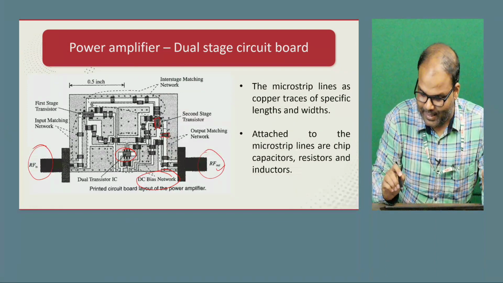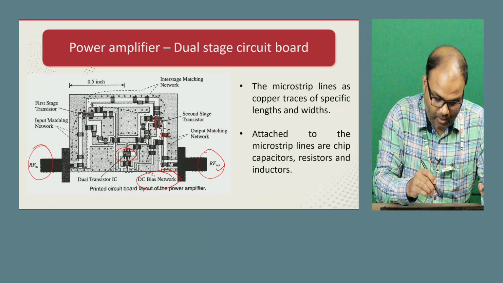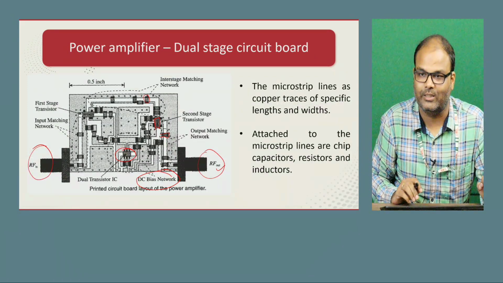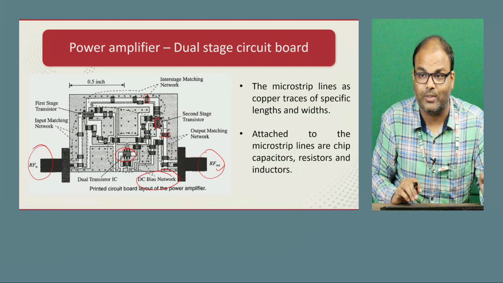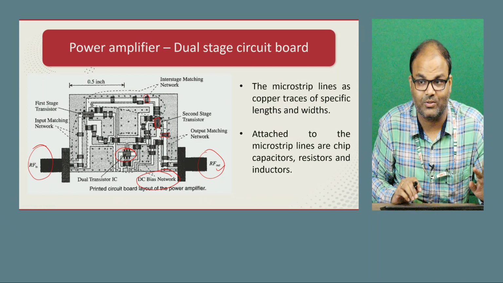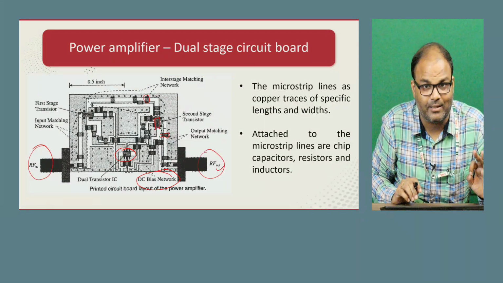Here the microstrip lines are copper traces of specific length and width; all the copper traces have a specific length and width. Attached to the microstrip lines are chip capacitors, resistors and inductors. What are these chip capacitors and resistors? I will describe them in the next sessions.